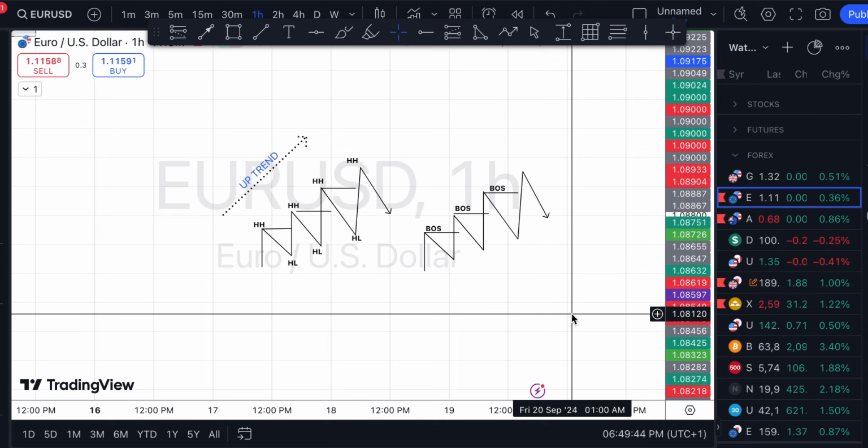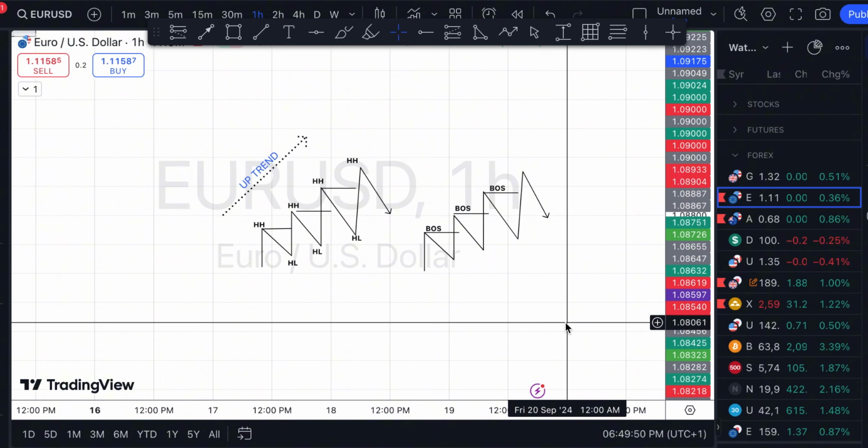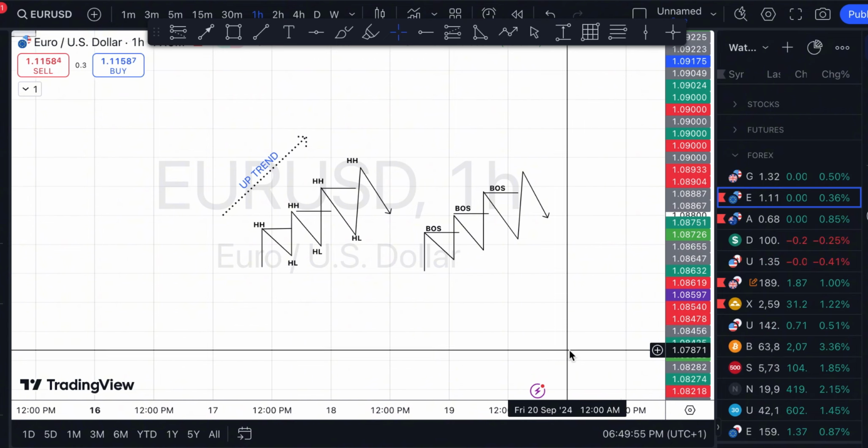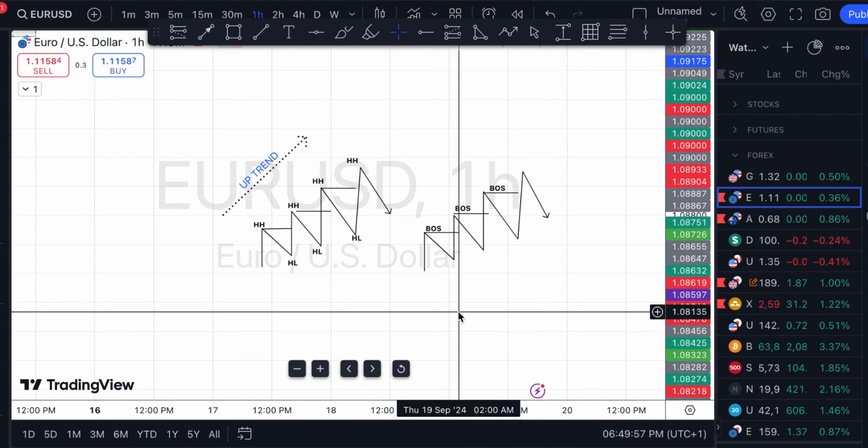We have gone really far in this free forex trading course, and this is the section of technical analysis. So in this section, I'm going to be explaining how market structure works.